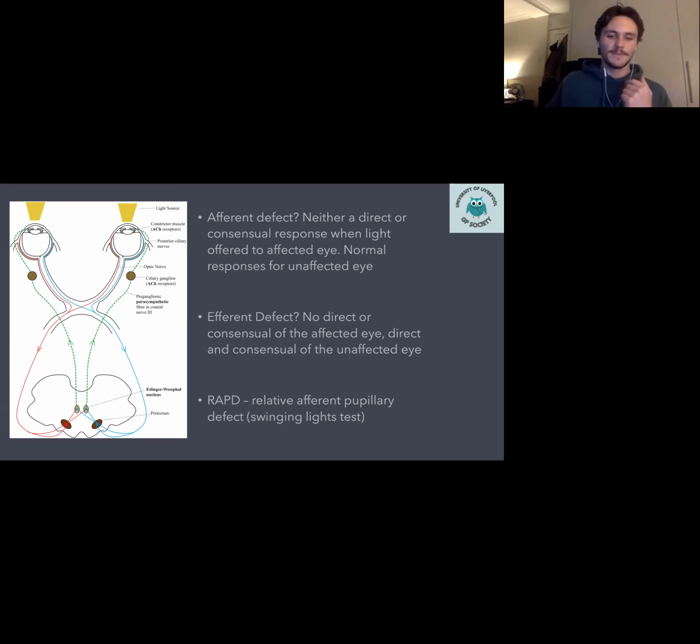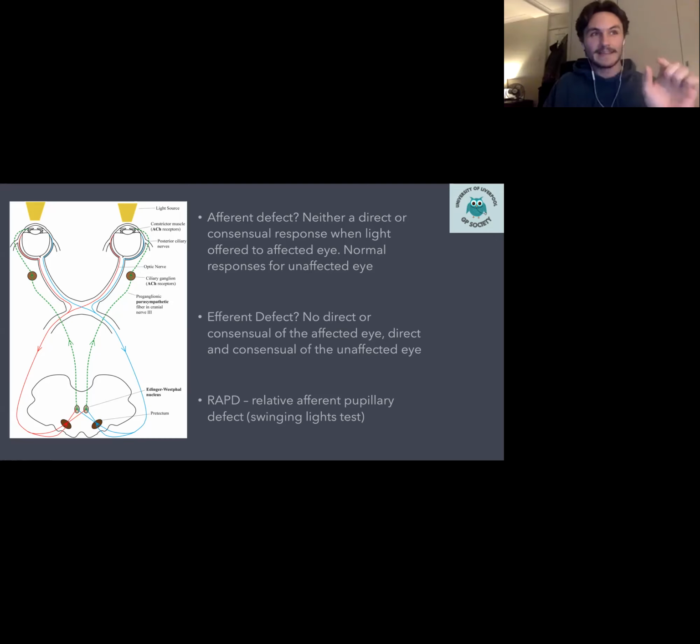The sign that always comes up, and I hear a lot of talk about it, is the relative afferent pupillary defect of the swinging light test, right? And this is essentially saying that it's not a complete deficit of the afferent pathway. You have a partial deficit that isn't noticeable when you test the eyes individually for their direct and consensual responses. There is still some reaction, but only when you test the eyes side by side, i.e. you do a swinging light test, do you observe the relative defect that's there.